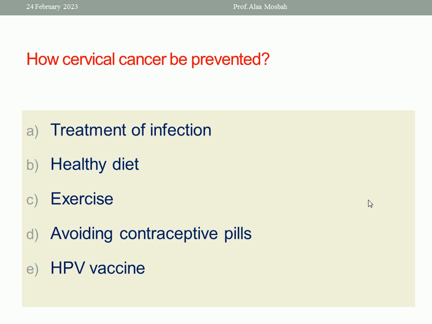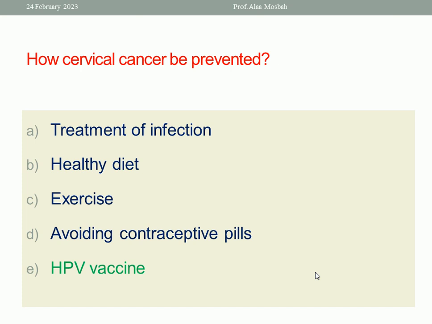Okay, the best one response here is human papillomavirus vaccine. Yes, it can prevent. If you are searching for the most important risk factor or etiology for cervical carcinoma, you will find infection with human papillomavirus. So using the human papillomavirus vaccine gives us the opportunity to decrease the occurrence of cervical carcinoma.